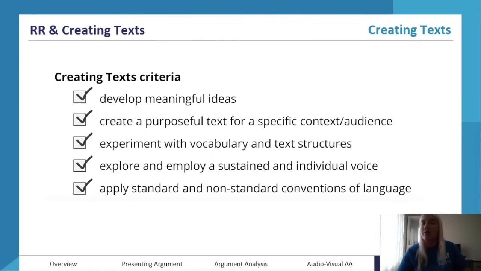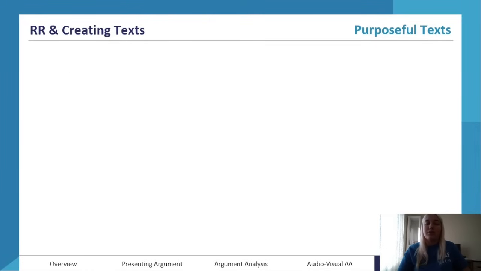You must be experimenting with vocabulary and text structures. So abiding by the genre conventions of the text type that you've chosen to write in. Example, if I'm writing a blog post, it should be littered with persuasive language techniques. If I'm writing a short story, imagery, metaphors, symbols, some kind of motif or recurring motif, things like that. There should be a clear, sustained, and individual voice. So a consistent tone and style of writing throughout. And the last one is more referring to your writing skill.